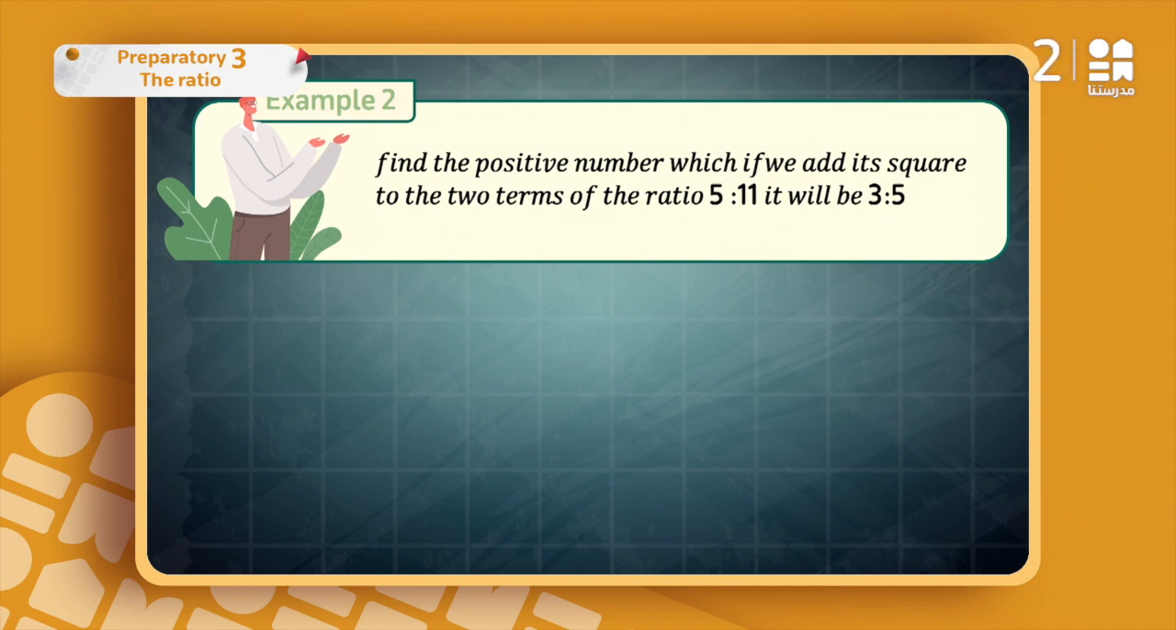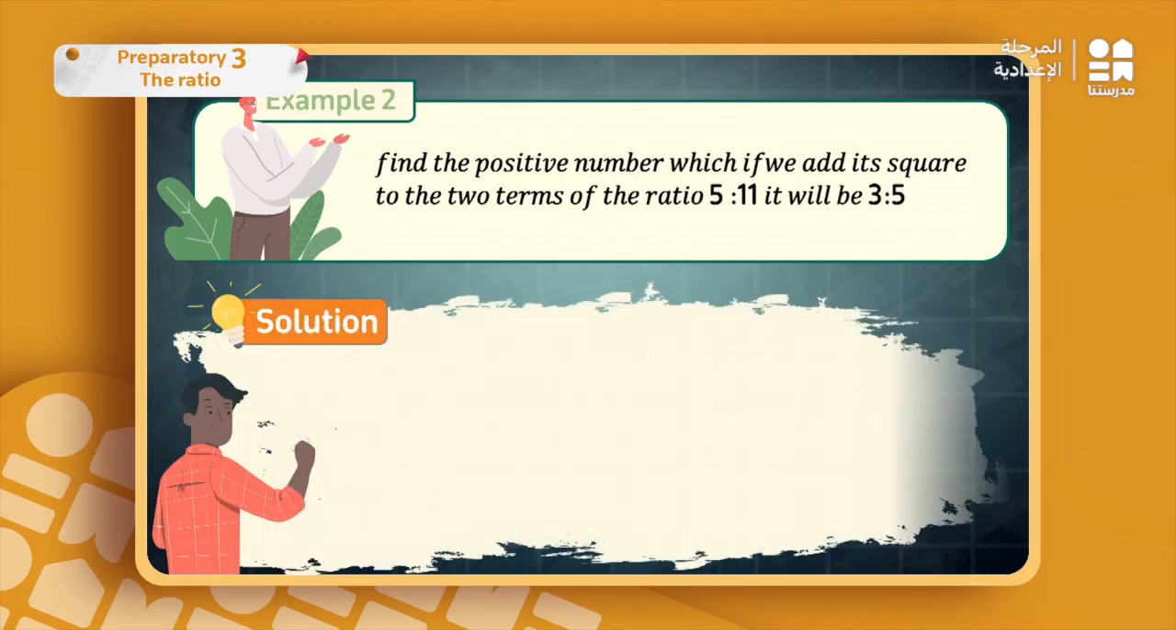Example 2 نفس الفكرة. Find the positive number. ويا ريت نقرا الكويستشن كويس. Find the positive number which if we add its square to the two terms of the ratio 5 to 11 it will be 3 to 5. الاختلاف الوحيد بين السؤال ده والسؤال اللي قبله ان we will not add the number x or the number, we will add its square. هنعمل بلس السكوير بتاع النمبر.